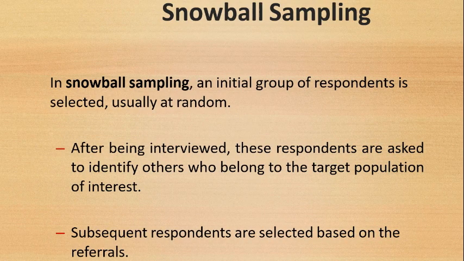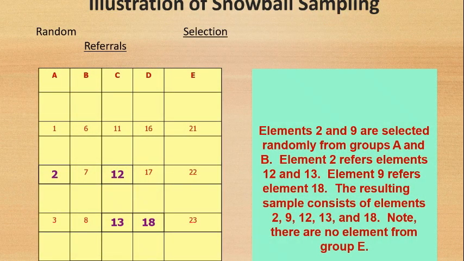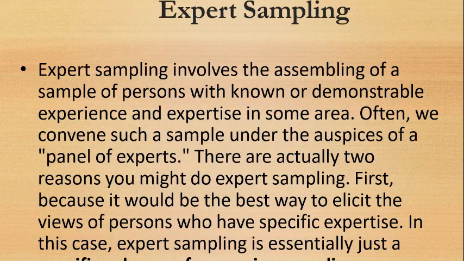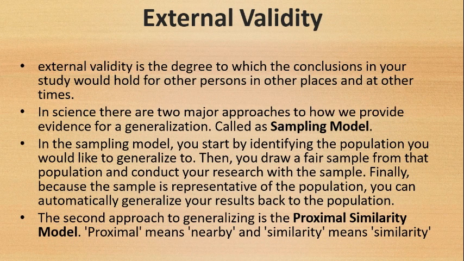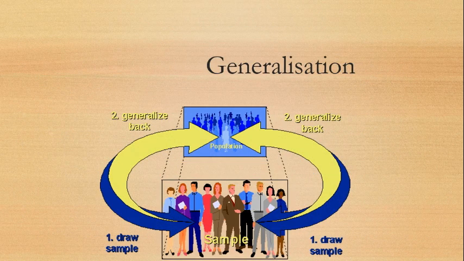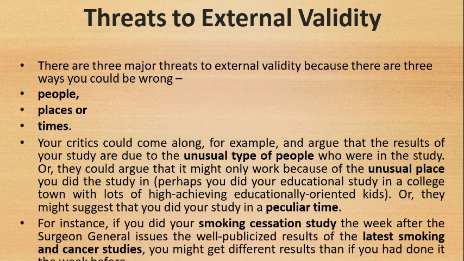External validity and threats. External validity asks, can we generalize our results to other people, places, and times? The 3 threats are 1. Unusual people in the sample. 2. Unusual places where the study occurred. 3. Unusual timing of the study. Strengths and weaknesses of sampling techniques. To summarize, probability sampling: stronger for generalization, but more complex and costly. Non-probability sampling: easier and cheaper, but risks bias and weak generalization.